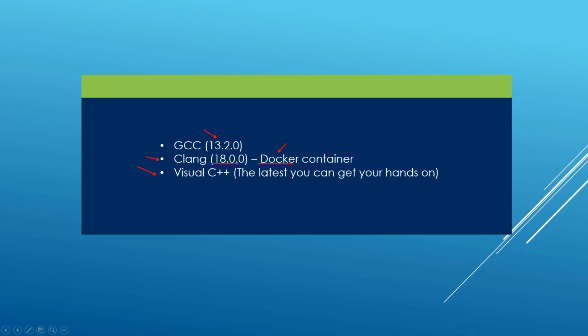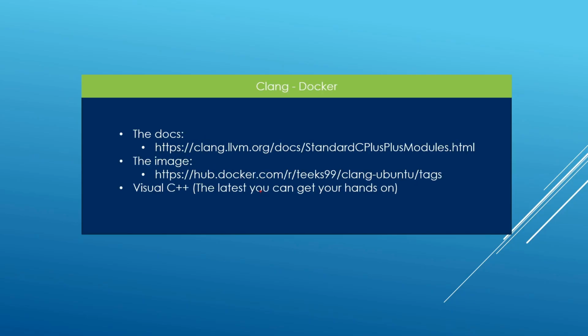We will also show you how to use the Visual C++ compiler from Microsoft. And if you happen to want to use Docker, here are a few facts you need to be aware of. Here is a piece of documentation you can read to see how to use the Clang compiler with C++ modules. This is where I got the Docker image that I used, and I will be using the latest Visual C++ compiler and the Microsoft Visual C++ compiler. So these are the tools that I will be using to edit and compile my code here.